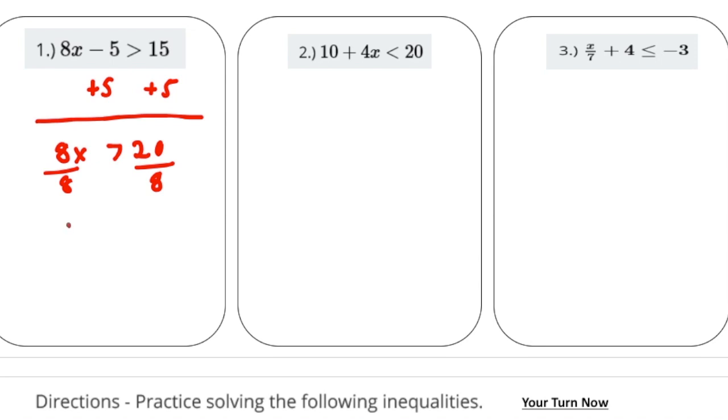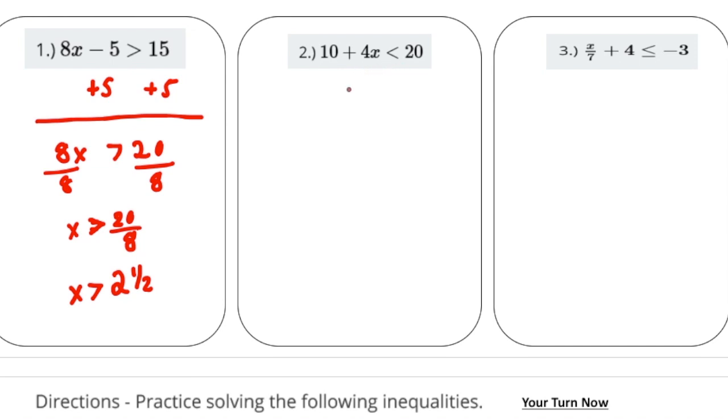And when we do that, we end up with x is going to be 20/8ths, which if we divide 20 by 8, 8 goes into 20 2 times with 4 left over, and 4/8 is going to be a half. So x is going to have to be greater than 2 1/2. So this actually should have been a greater than sign right there. So that's number 1.